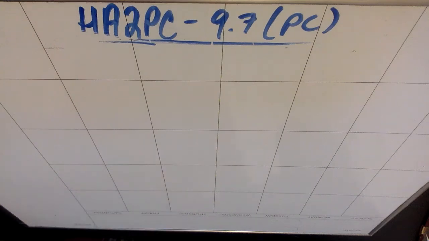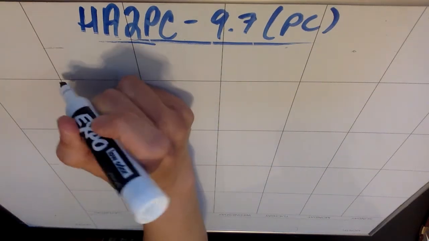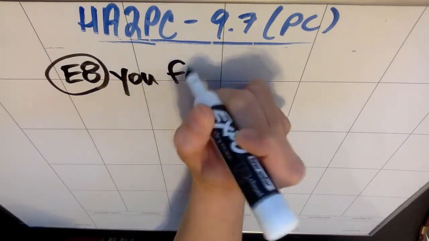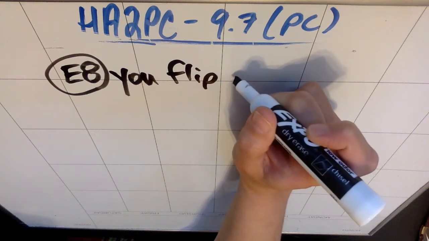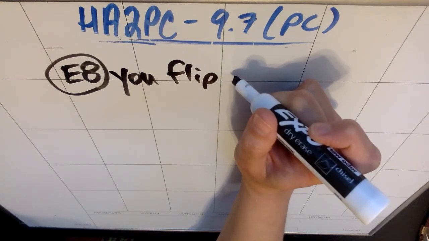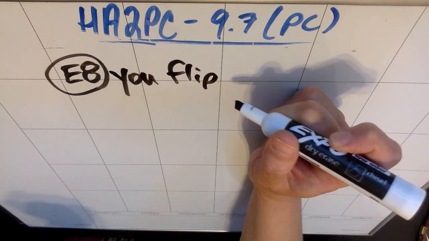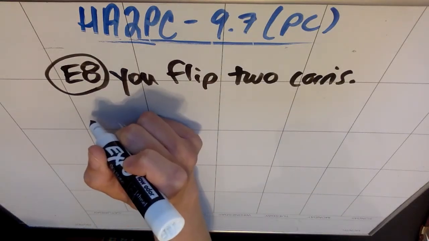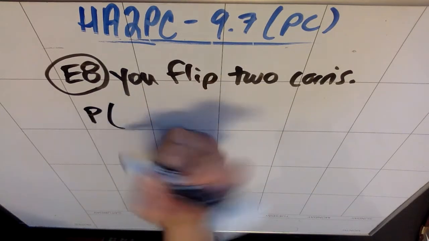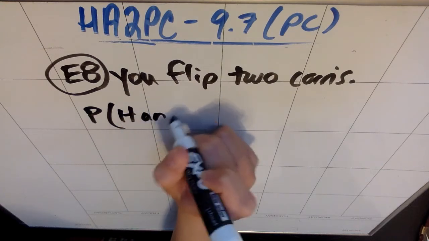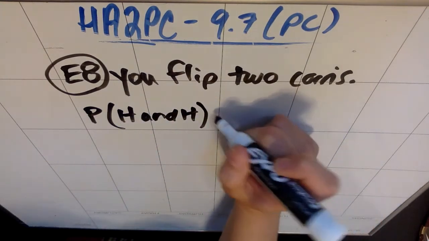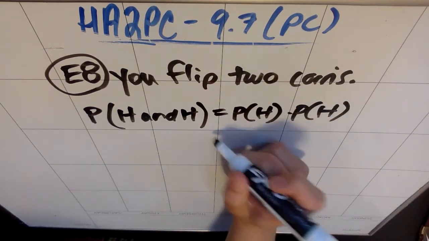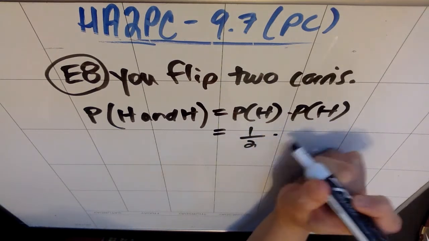Let's throw in an example 8. All right, you flip 2 coins. I'm going to ask you what's the probability that you get heads and heads, right? Both times. So that's the probability of heads on the first coin times the probability of heads on the second, because the 2 coins have no impact on each other. And you'll see that that's 1/2 times 1/2, which is a 4th.